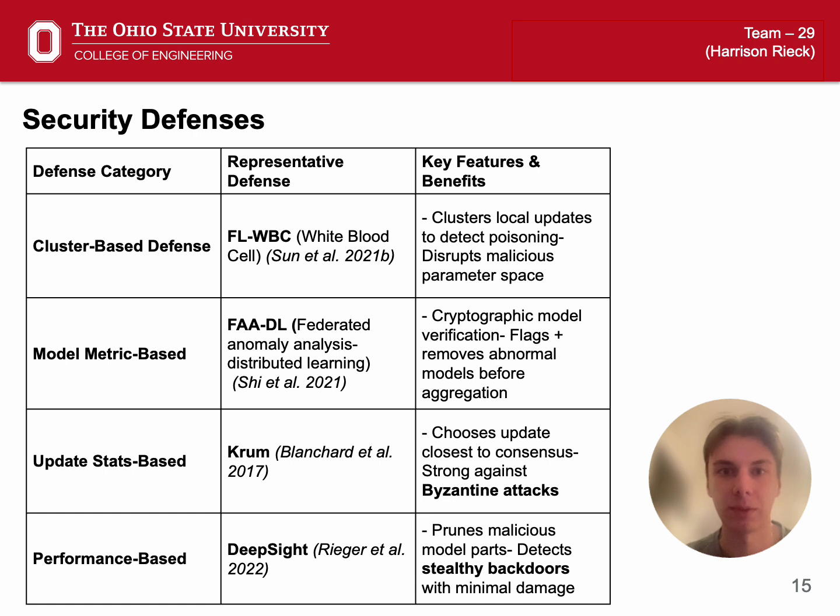For update statistics-based methods, the classic Krum algorithm selects the update that statistically is closest to the majority, making it highly effective against Byzantine attacks, where malicious nodes send conflicting or extreme values. And then finally, for performance-based defenses, DeepSight is an advanced solution that analyzes the model's internal structure. It prunes out backdoor triggers without degrading the model's overall performance, making it ideal against stealthy or hidden threats. Each method addresses a unique vulnerability, and in practice, combining these strategies significantly improves the resilience of federated learning systems.